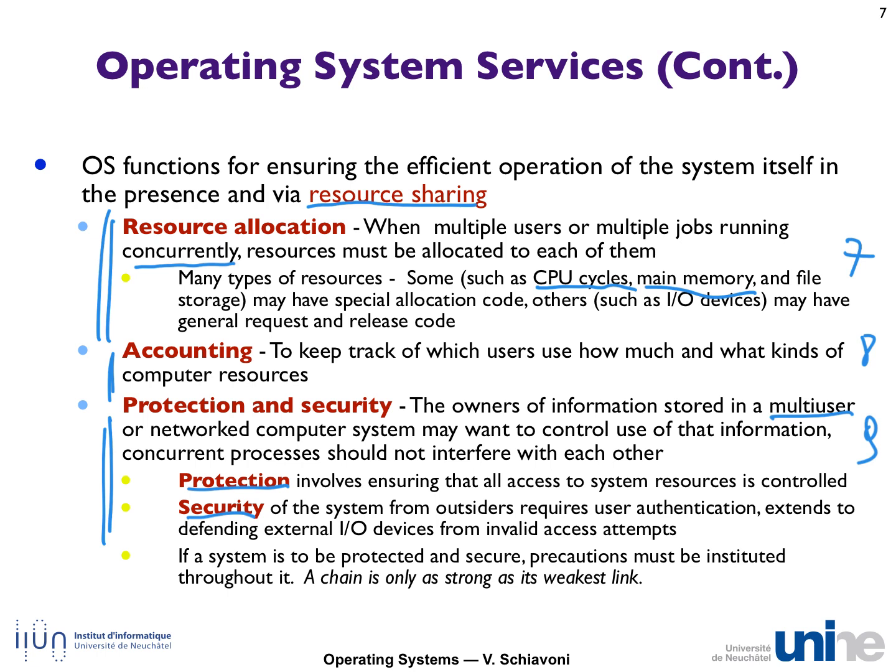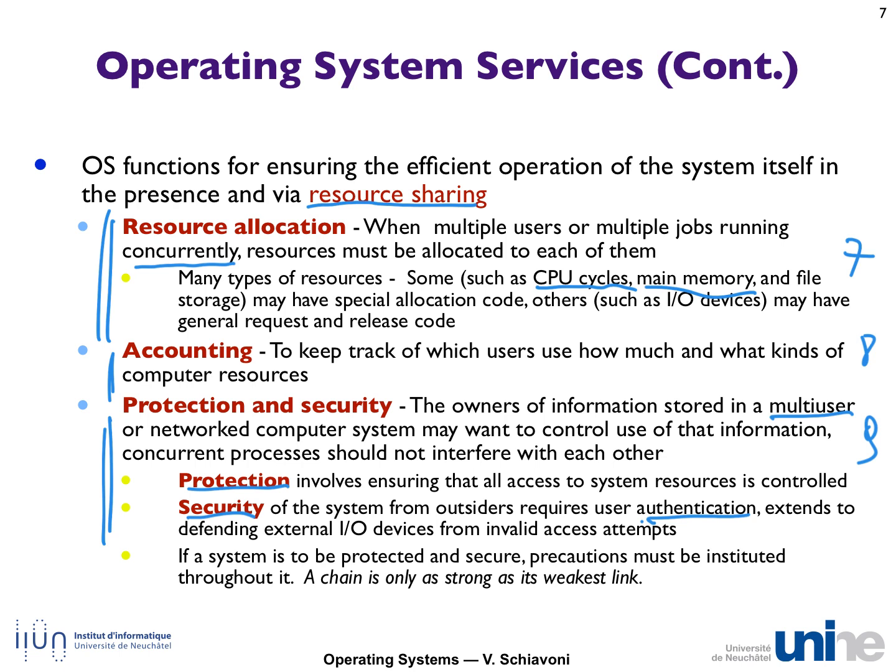Protection basically involves ensuring that all accesses to system resources are controlled. You know exactly what is going on. Instead, security of a system tries to protect access to some resources from outsiders, perhaps requiring authentication or some kind of key management, and also tries to defend some devices from invalid accesses.